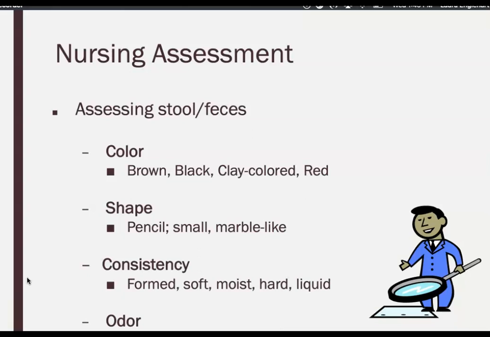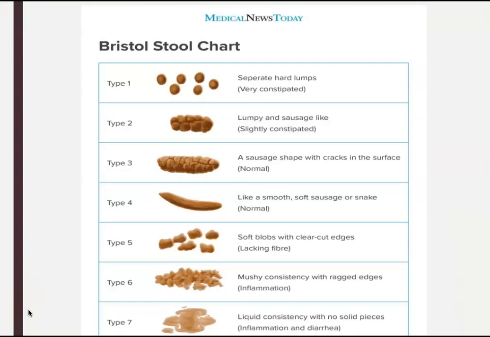Variations of shape include potentially a narrow pencil-shaped stool, which could help identify intestinal obstruction or rapid peristalsis. Small marble-like stools identify slow peristalsis. Normal odor is usually pungent and affected by the foods eaten. However, strong, foul smells may indicate blood in stool, especially in the upper GI tract, or potentially infection. Using the Bristol stool chart can help identify other potential issues within the GI system. This chart looks at both shape and consistency of stools.